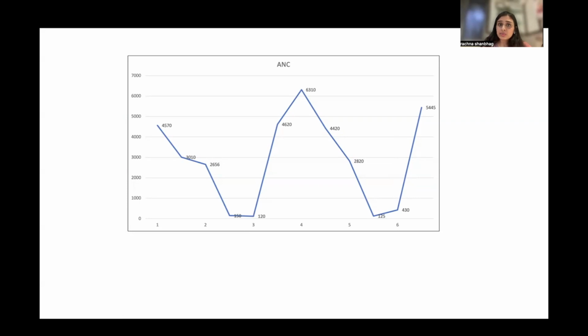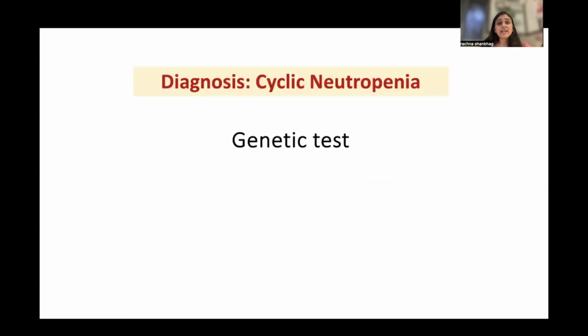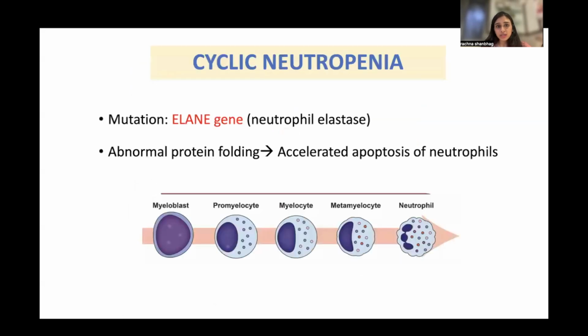And it is during these periods of low neutrophil counts that this child would develop infections in the form of otitis media and oral ulcers. This is a case of cyclic neutropenia, and the genetic defect in these children is mutation in the ELANE gene. So what is cyclic neutropenia?